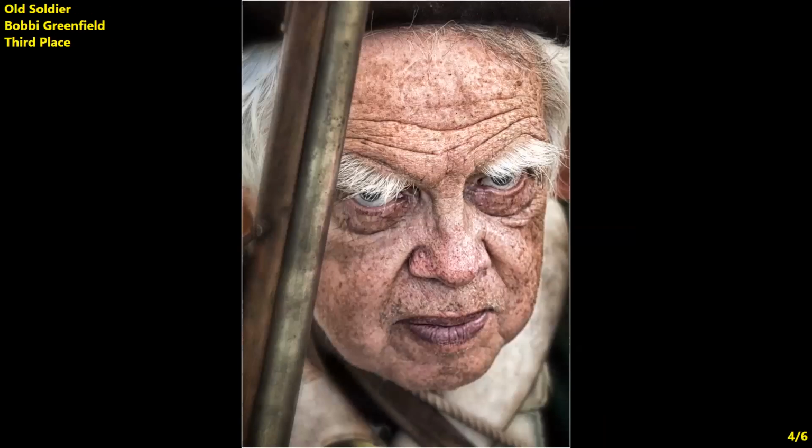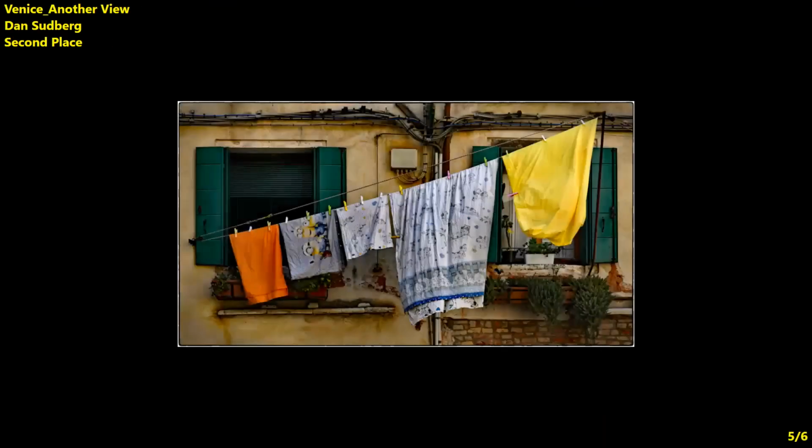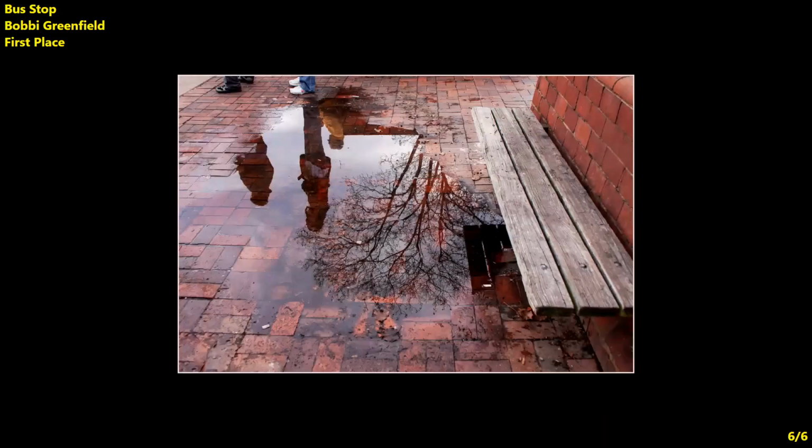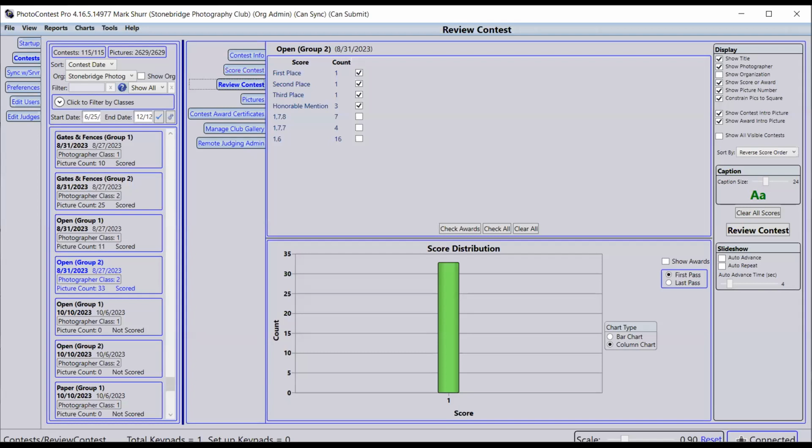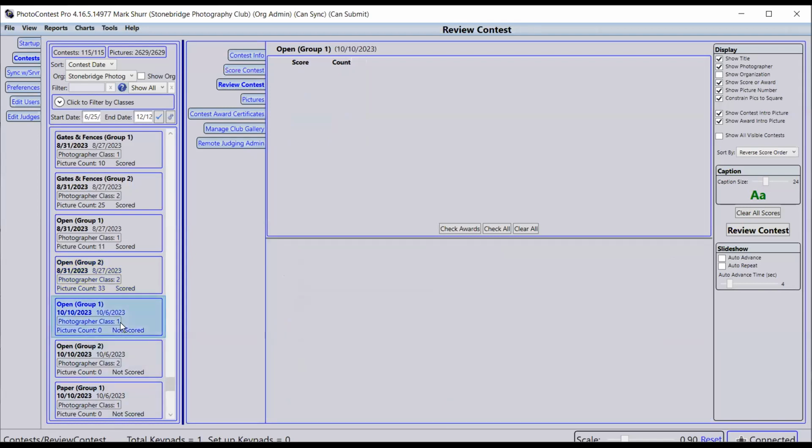Third place, Bobby. Beautiful. That sharpness. Second place, Dan again. Great guy. And first place, Bobby. Wow. Okay, and now what we're going to do is open group 1.